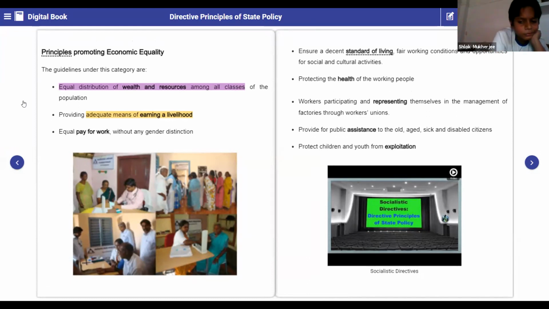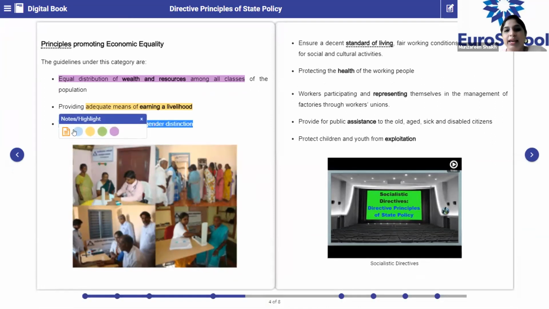All right. Next is equal pay for work without any gender discrimination or distinction. Don't you feel it's right? Yes, ma'am. Whether it's a man or a woman, a girl or a boy doing the same job, usually since it's a male dominated society, boys or males get more income compared to females. Please underline equal pay for work without any gender discrimination.